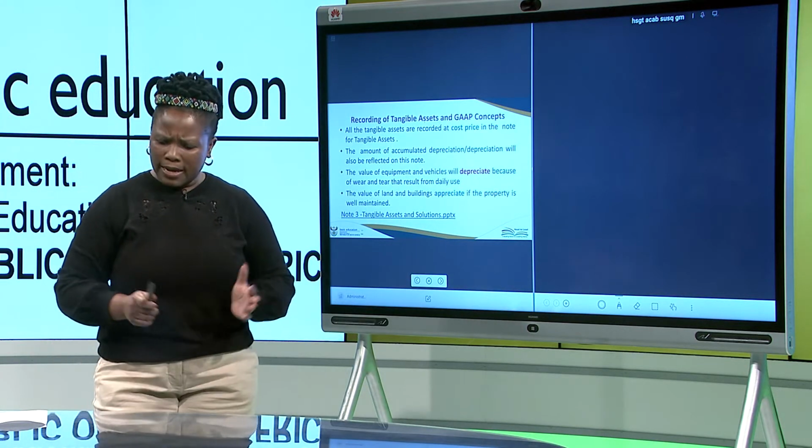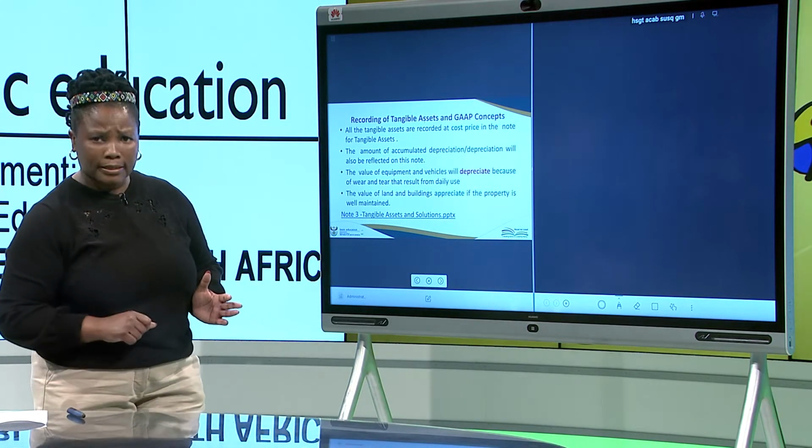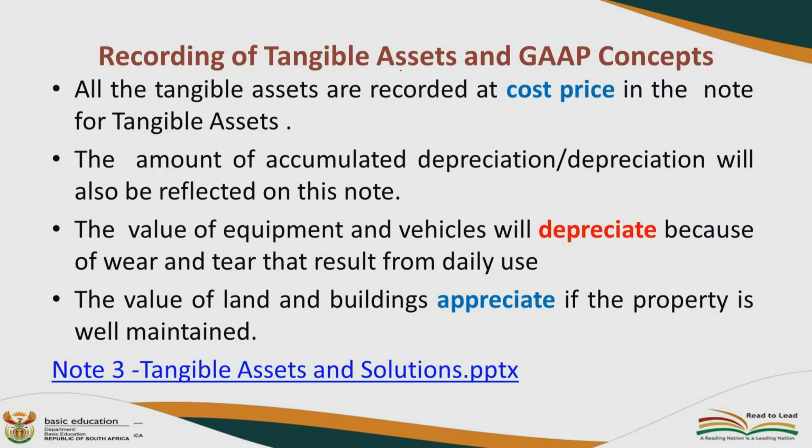I want us to look now at the recording of tangible assets. When we record the tangible assets, it is very key for you to note that the assets will always be recorded at cost, at the cost price. And that normally happens in the note for tangible assets. Remember that in our financial statements, especially in the balance sheet, we don't record the cost price. We only record the carrying value, which means after we have subtracted the accumulated depreciation.